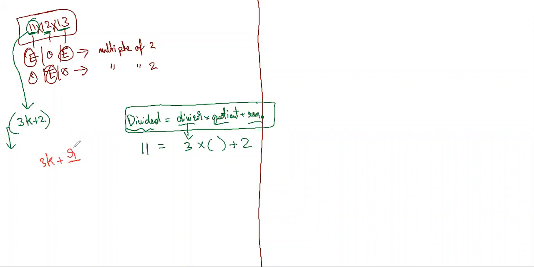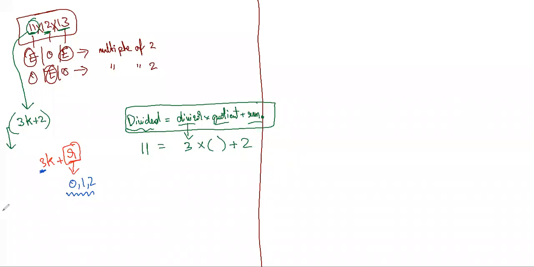Now, can you tell me what are the options for remainders? When you divide by 3, what are the possible remainders? So 0, 1 and 2. Very good. Whenever you divide any number by 3, the remainder will be either 0, 1 or 2. It will always be less than that particular number.